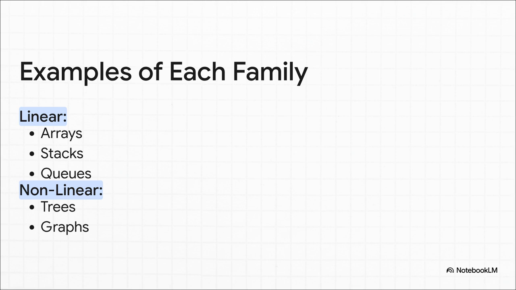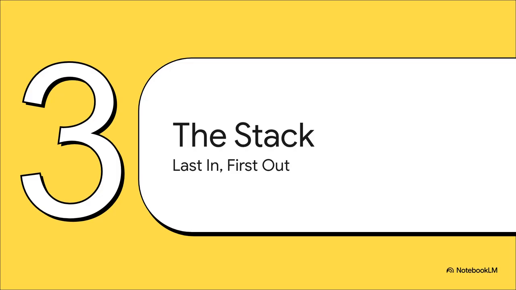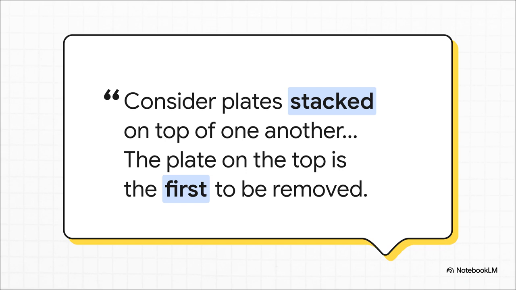Now, for this explainer, we're going to zoom in on two of the most important and, honestly, most useful linear structures out there: stacks and queues. Let's kick things off with our first example, the stack. It's a really powerful idea in computer science, but you can understand it with a super simple everyday analogy. And our source material here gives us the absolute perfect mental image for this.